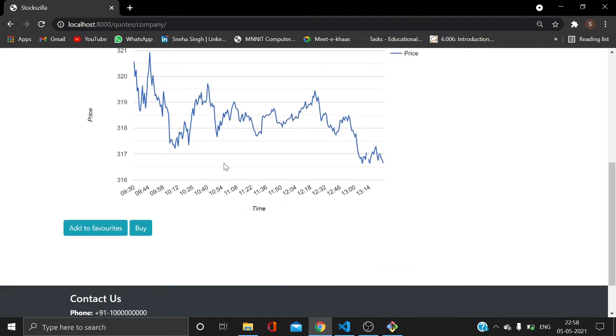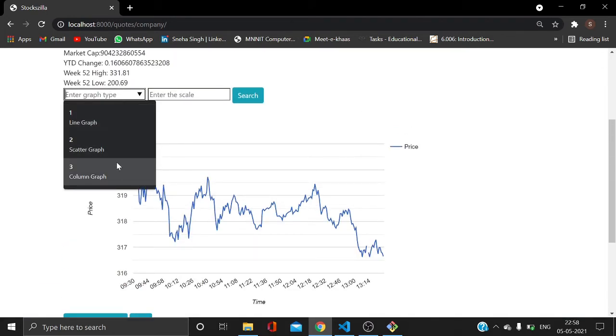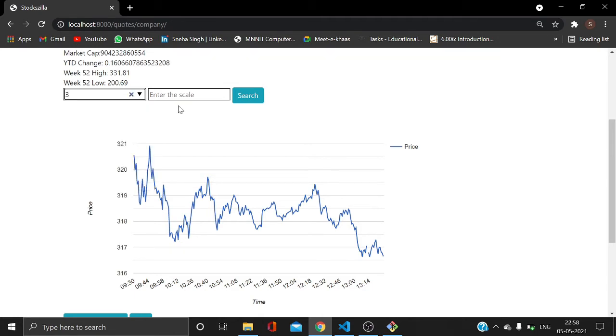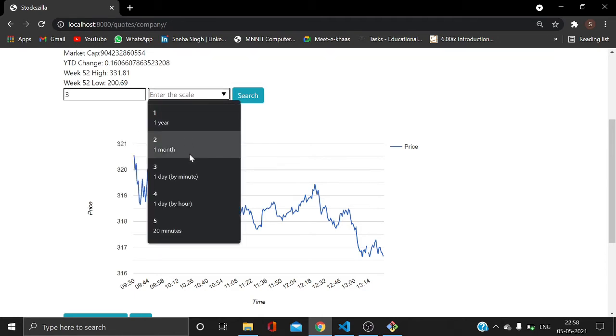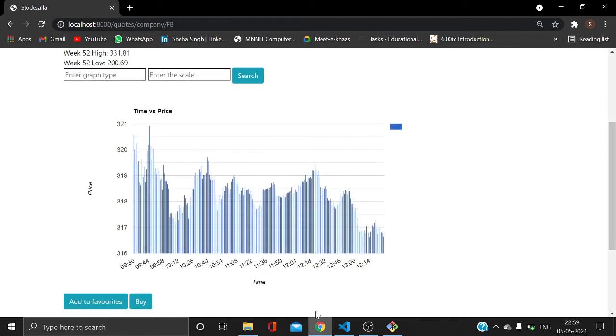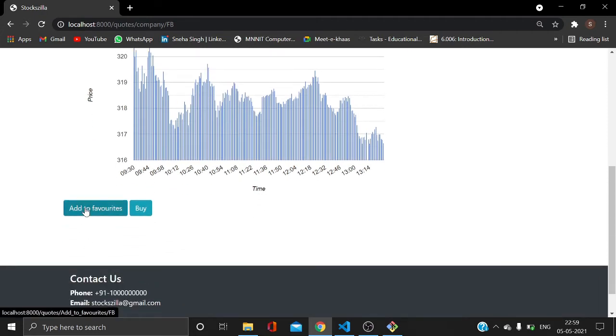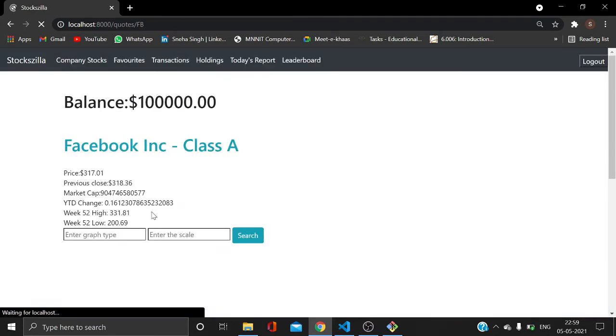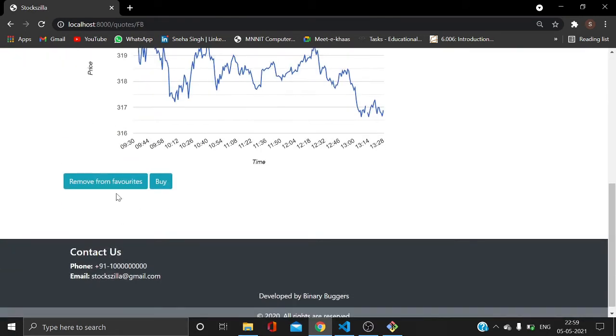As you can see, this is a line graph, but we can change it into a scatter graph or column graph, and we can even change the scale. Suppose we want a single day. You can see that now the graph is in the form of bars and the scale is of a single day. From here, we can even add the company to our favorite list, or we can even buy that stock. So it has been added to our favorites. We can even remove it.